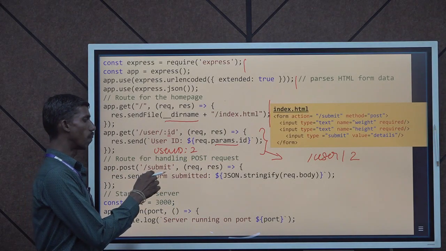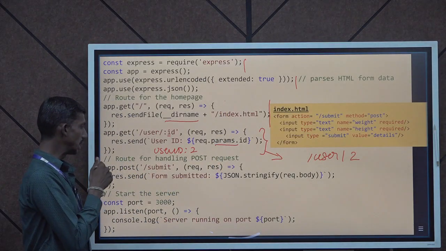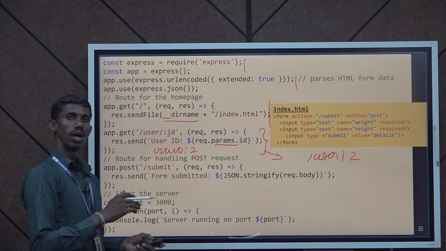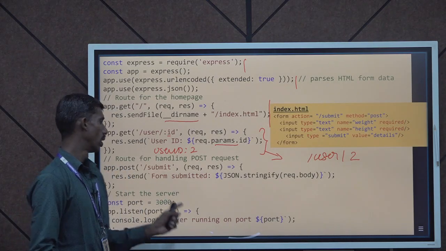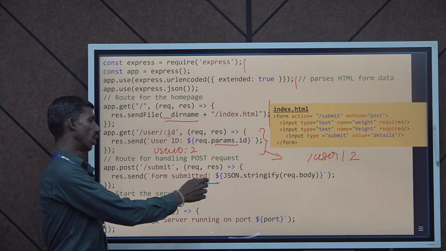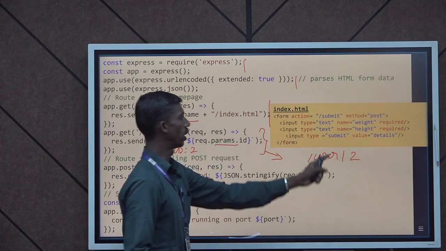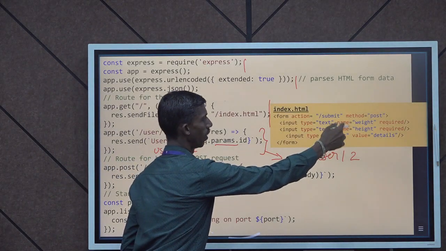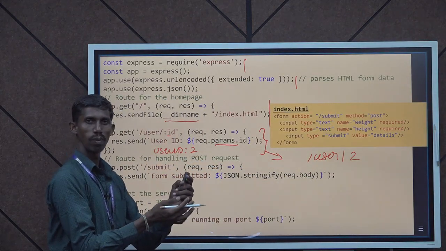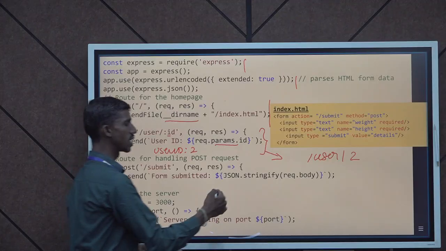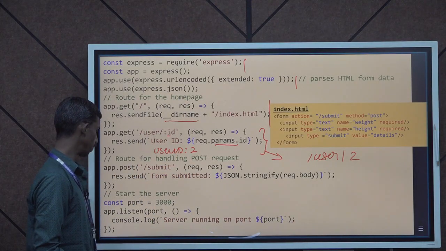Route for handling the post request. While submitting the form, it performs collecting all the details and they should be stored into the database. Look here, whatever the information in the request body, the request body has weight as well as height, and that information is in the form of JSON. It should be stringified, converted into a string, and displayed as a response.